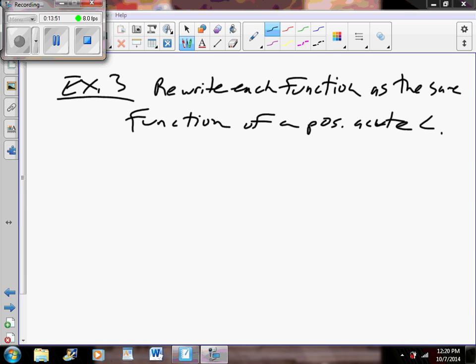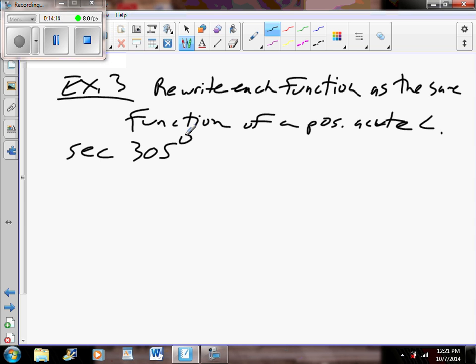Now watch this. I'm on example 3 now, page 58. We're going to rewrite each function as the same function of a positive acute angle. If I want to find the secant of 305 degrees, that's the first one here, we're going to rewrite secant 305 degrees. I'm not going to actually try to find the value, but I want to rewrite this as a function of a positive acute angle. So 305 degrees, which quadrant am I in?